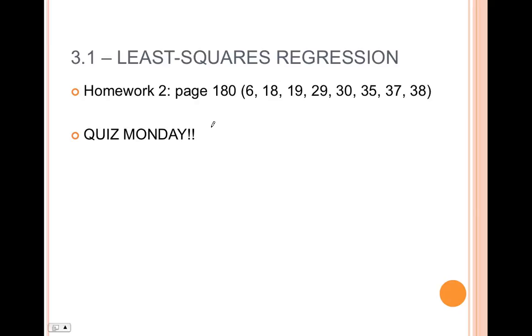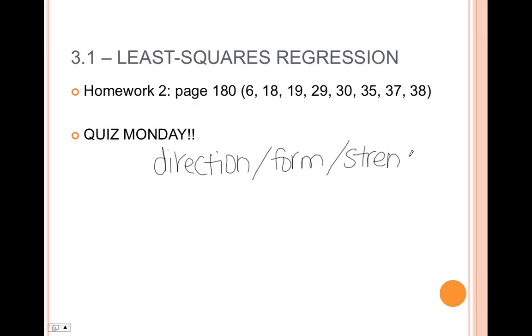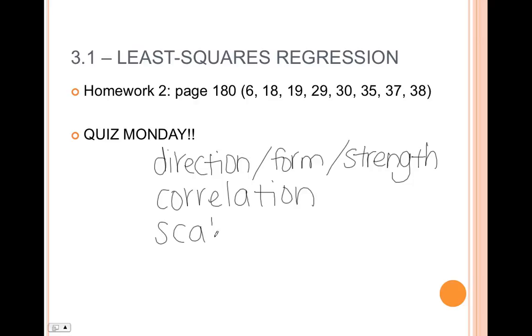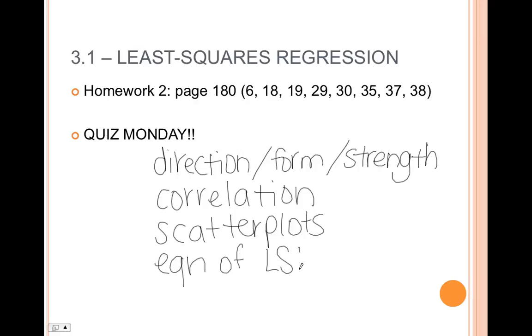Okay, homework number 2 is up here on the slide, and as of right now you have a quiz on Monday that is going to cover Thursday's lesson as well as video 4 and Friday's lesson. So it's going to cover direction, form, and strength, it's going to cover the meaning of correlation, it's going to cover making scatter plots, and it's going to cover what we did today, finding the equation of the least squares regression line.